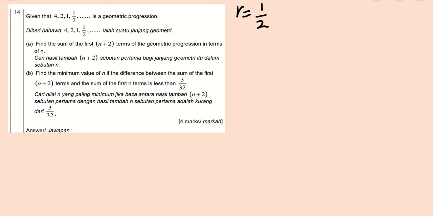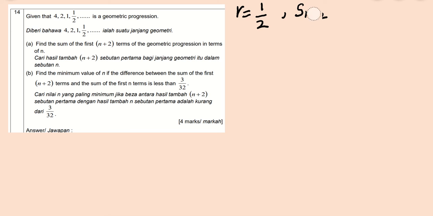Okay, soalan A. Find the sum of the first n plus 2 terms of the GP in terms of n. Biasa soalan tanya find the sum of the first n term di mana simbol dia adalah Sn. Cuma sekarang ni ditukar n kepada n plus 2. So, kita ganti je lah, n kepada n plus 2.